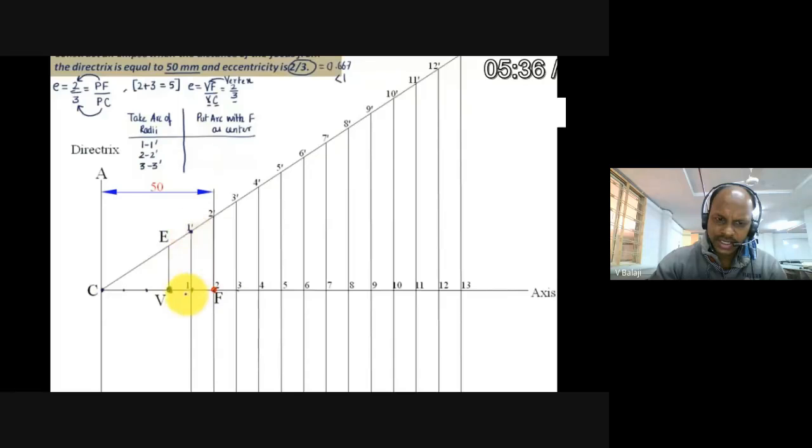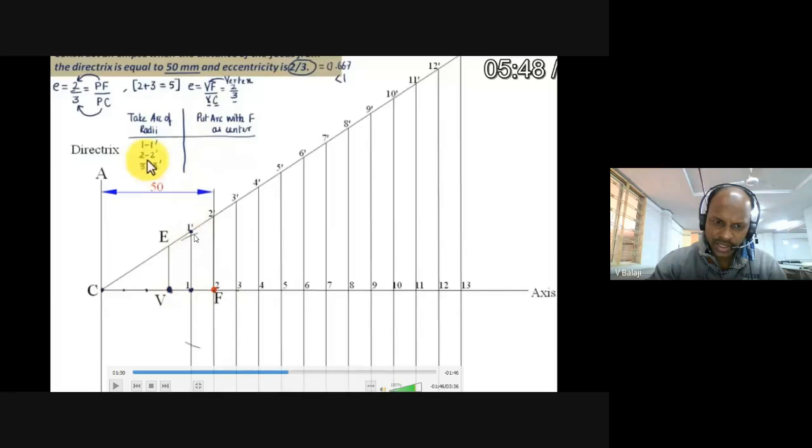Focus is your center. Draw two arcs like this: from focus as center, draw one arc above the axis and one arc below the axis, with the same 1 1 dash radius. You will get one point here, another point here. Vertex is the initial point. So you have to repeat the procedure to get so many points.